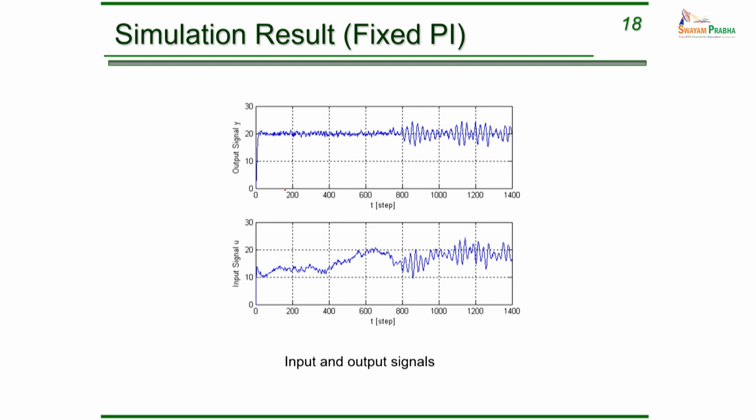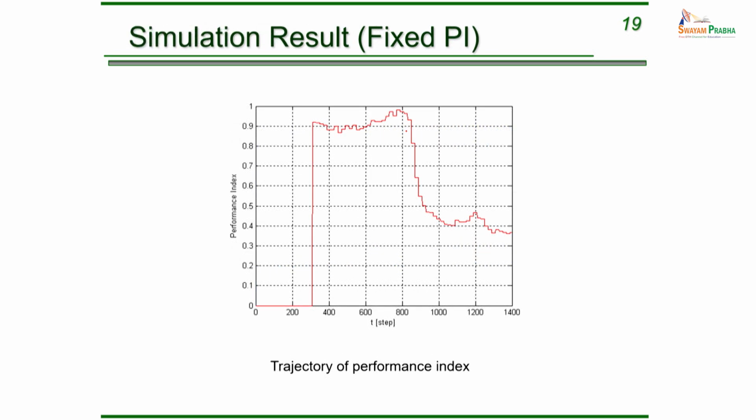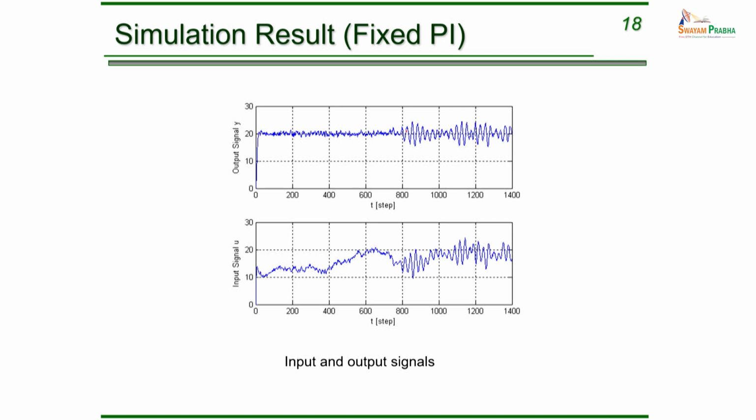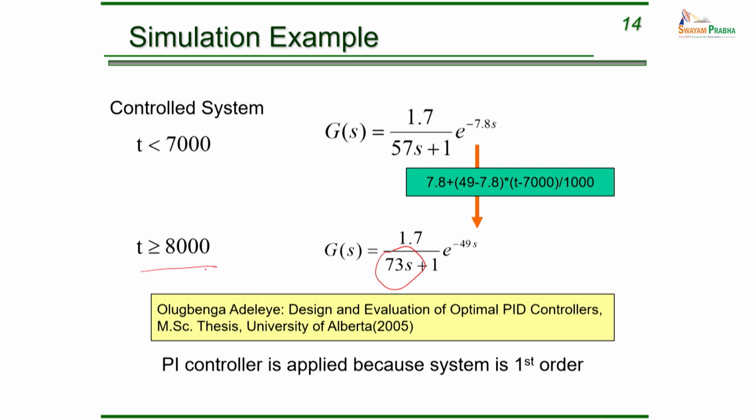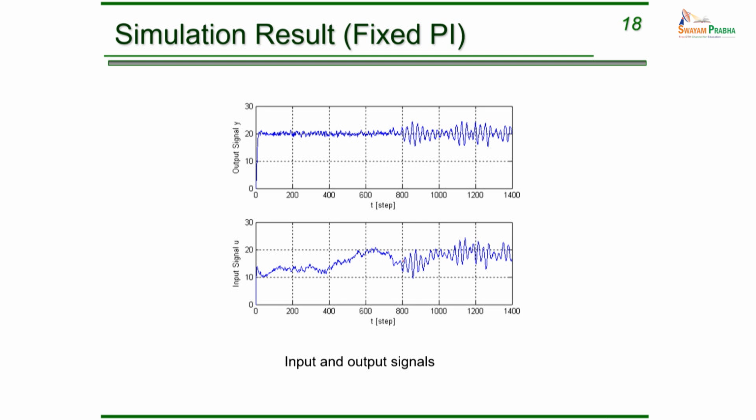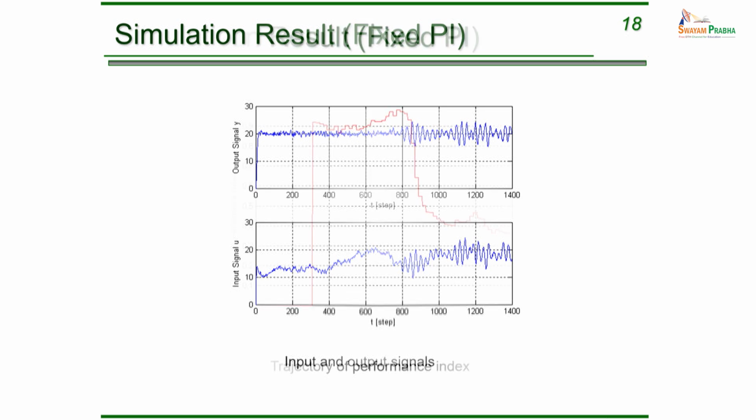The output is fairly steady up to the 800 sample interval. As soon as the delay changes significantly, the output becomes somewhat oscillatory, and the corresponding input is also quite oscillatory. The performance index falls as soon as the delay changes, and you notice that very clearly. The delay changes at the 800 sample instant. So performance degrades after the 800 step.